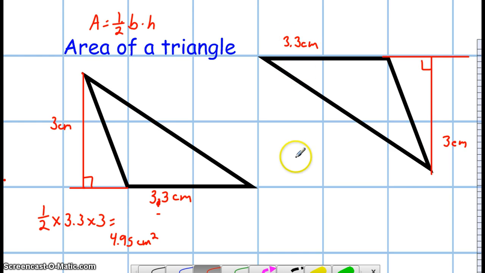So now our base is 3.3 times the height, which is 3 centimeters. Don't forget I had to include that 1/2, so it's 1/2 of the base, which is 3.3, times the height, which is 3. And we're going to get the same answer. We're multiplying the same numbers out. So our answer is going to be 4.95 centimeters squared. Let's take a look at one final problem.